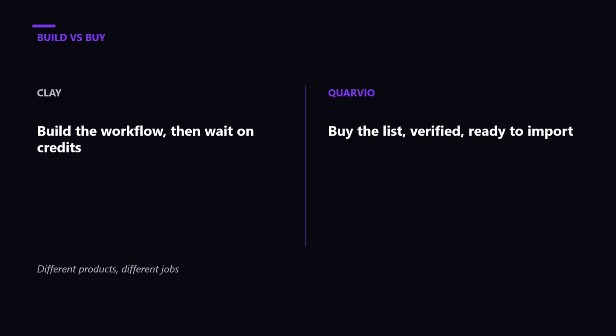Clay's ceiling is genuinely higher. For teams with the time and skill to build it, there's very little Clay can't eventually do, from multi-source waterfalls to fully custom scoring logic. Quarvio's ceiling is lower. It does one job, verified contact lists, but the floor is immediate. There's no setup between criteria and contacts in hand, and no workflow to debug before the first list ships.